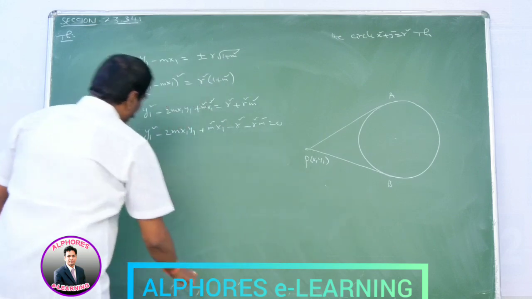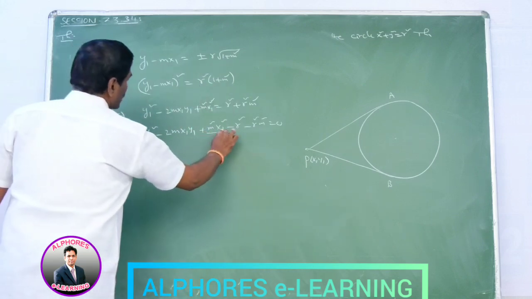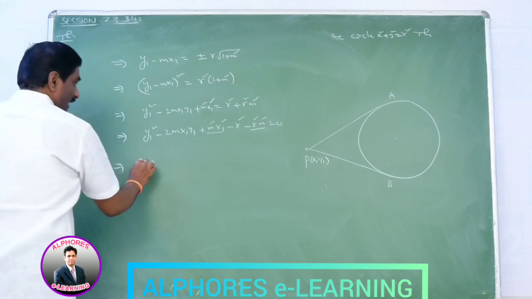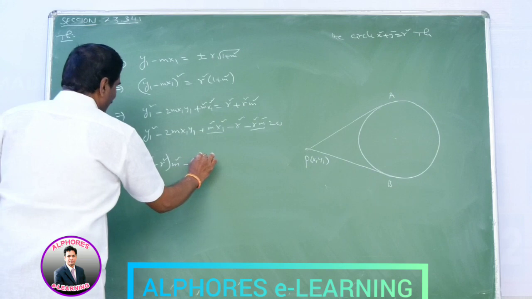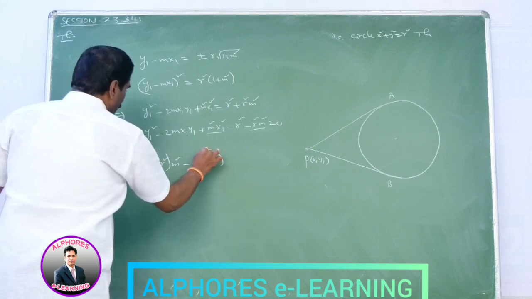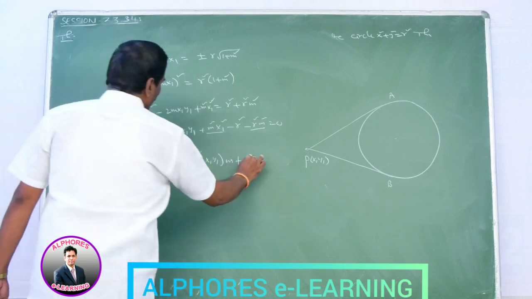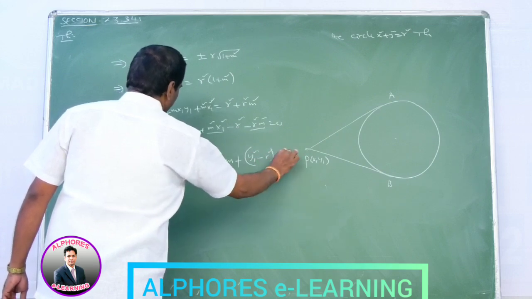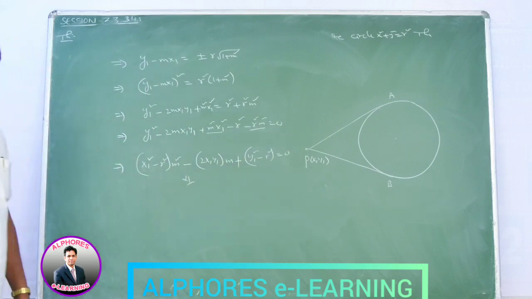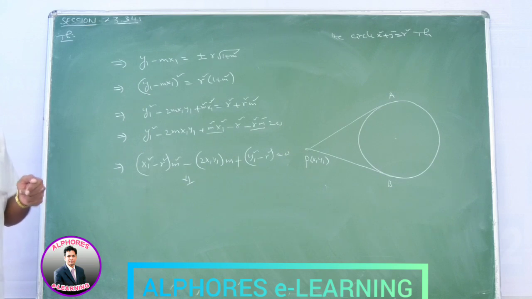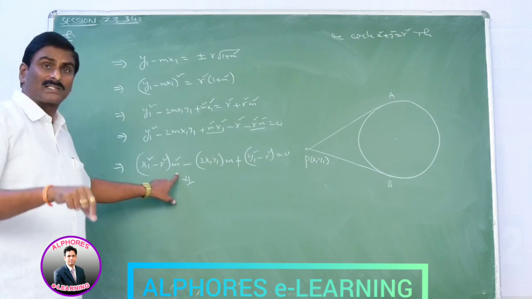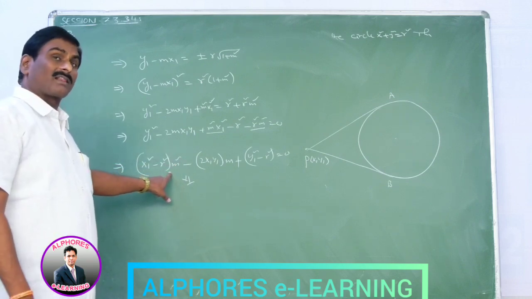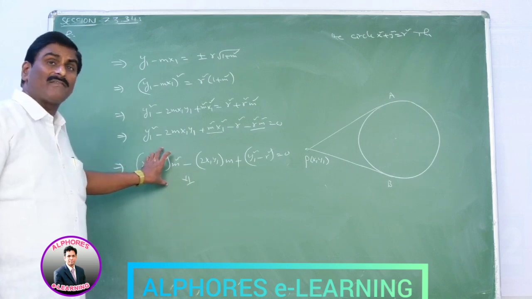It can be reduced into a quadratic in m. m square is the common term. Here (x1 square minus r square) into m square minus 2x1y1 into m plus (y1 square minus r square) is equal to 0. Please observe this equation. It is the quadratic equation in m. Every quadratic equation has at most two roots. That means m has two values. One of the slopes is m1 and another slope is m2. This quadratic equation has two roots.